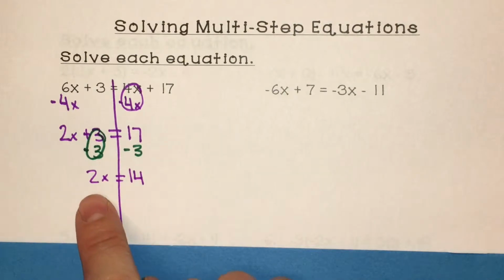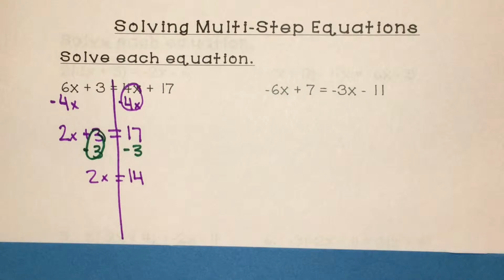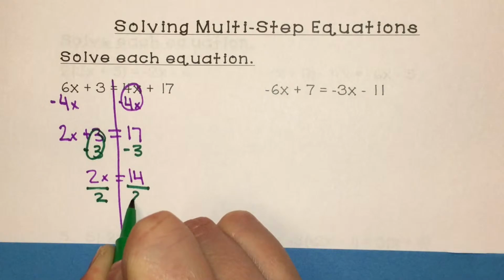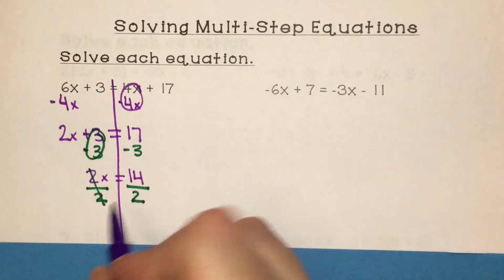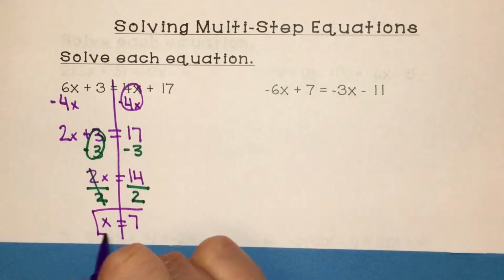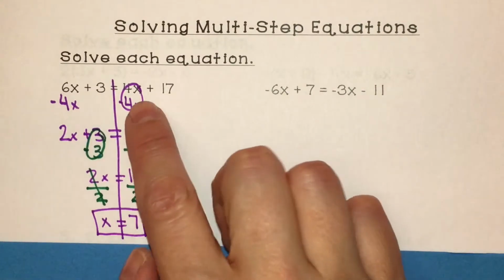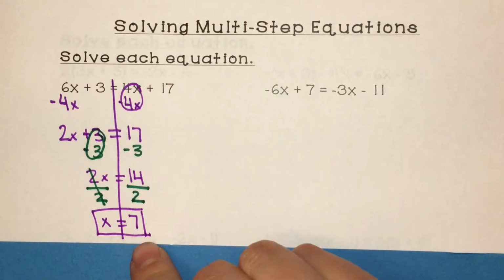All right, I have a 2 times my x. Remember, anytime a number is right next to a variable without an operation between, it means multiplication. 2 times x, opposite of multiplying x by 2 is dividing x by 2. Anything I do to one side, I must do to the other. 2 divided by 2 is 1, so I'm left with my 1x, or just x, is equal to 14 divided by 2 is 7. Okay, and I can plug the 7 back in for my variable and make sure that the two sides are equal, make sure that that is the solution.